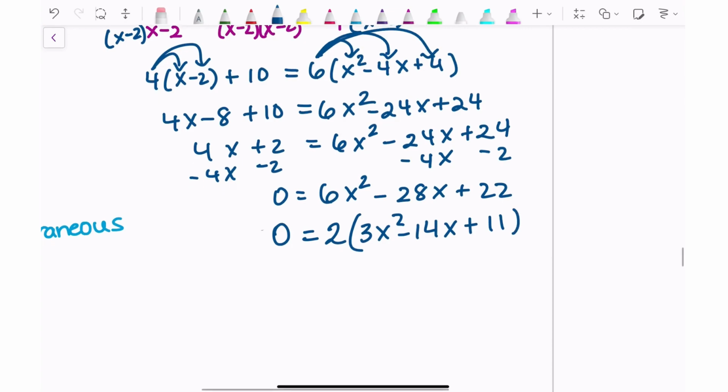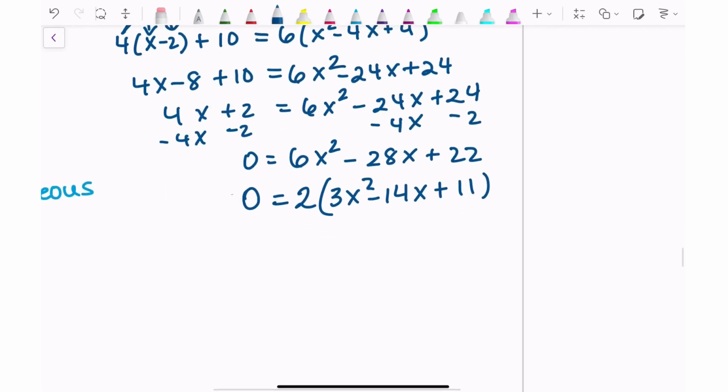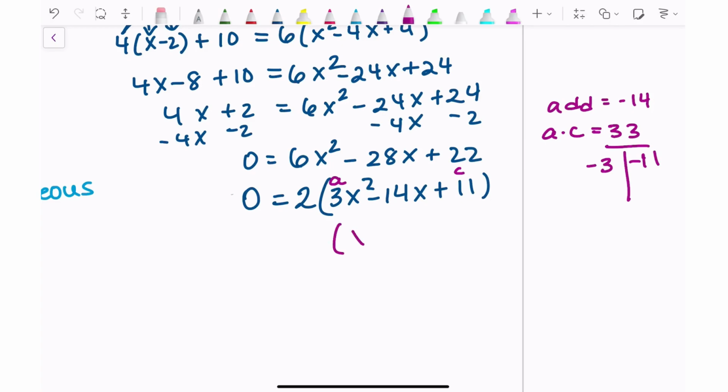So now I'm going to use the divide and slide method. I have a video on this if you're not used to it. I love it. So this would be A, this is C. I do A times C is equal to 33. I need it to add to equal negative 14. And so the two numbers that multiply to be 33 and add to be 14 are 3 and 11. If I make them both negative, it gives me a negative 14, but it still multiplies to be a positive 33. So I have my factors are going to be x minus 3 and x minus 11.